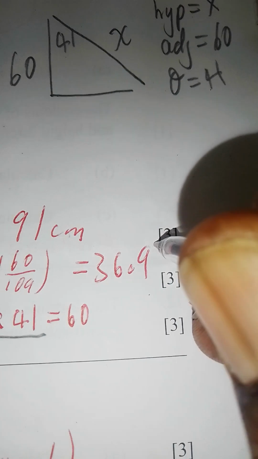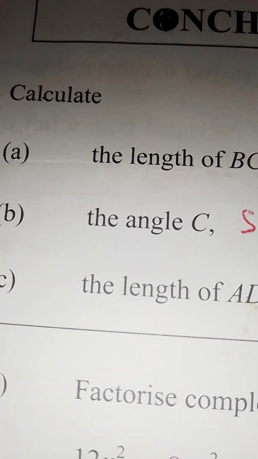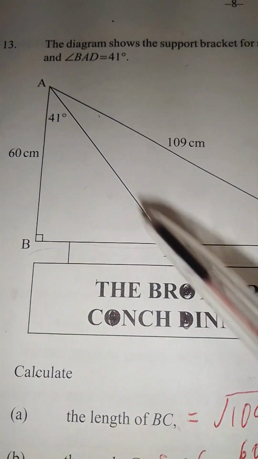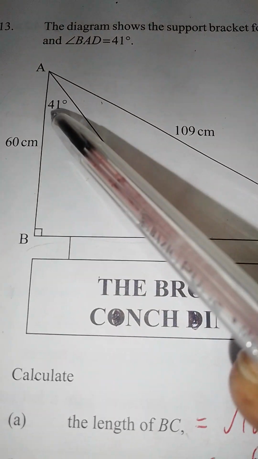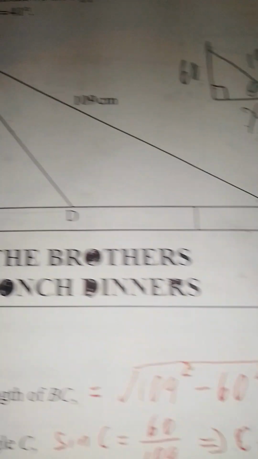All right. Now for part C, the length AD. So I'm going to redraw this real fast. The AD is going to be from here to here, right? So I have this side there, which is the adjacent. I have this side there, opposite, and I've got to find the hypotenuse.